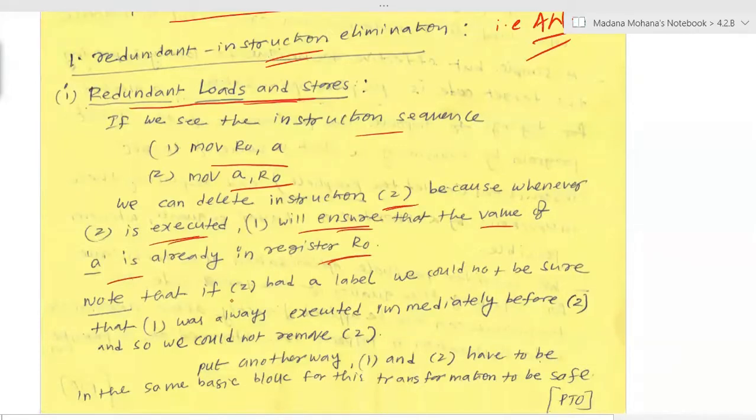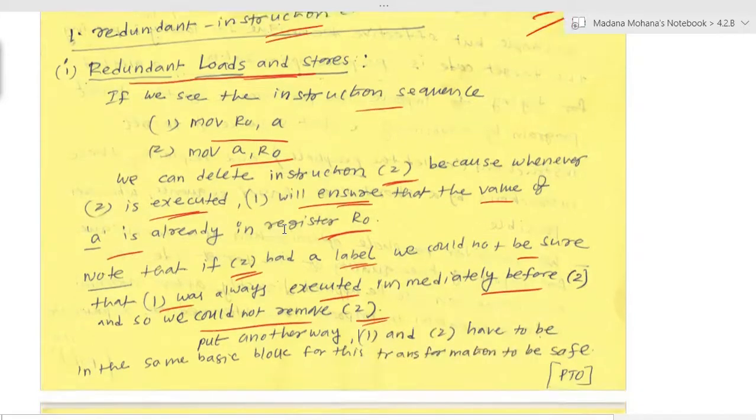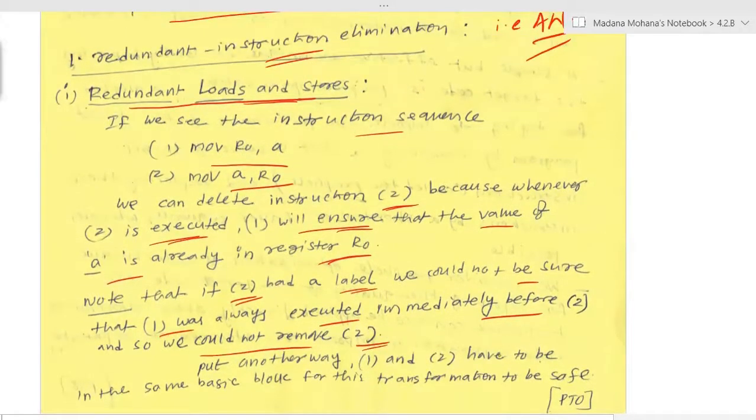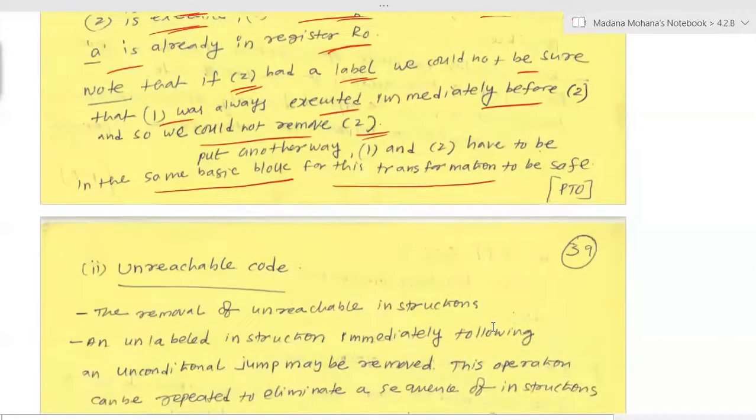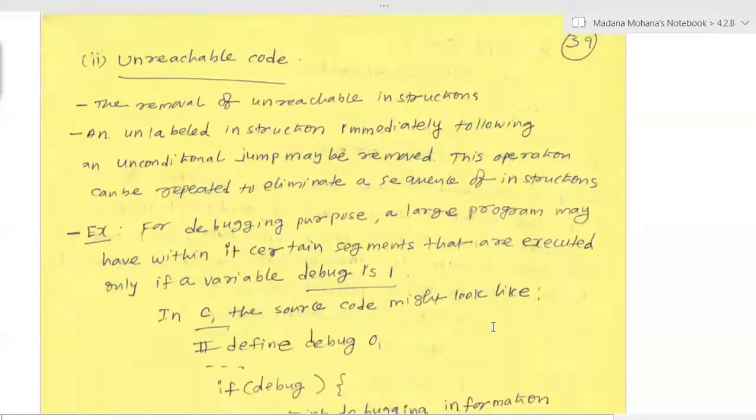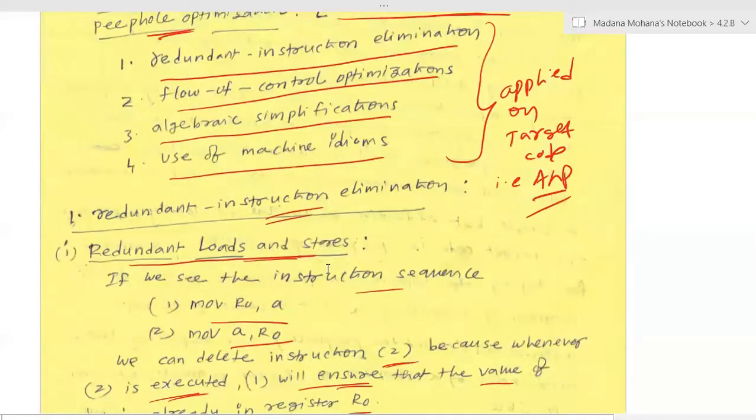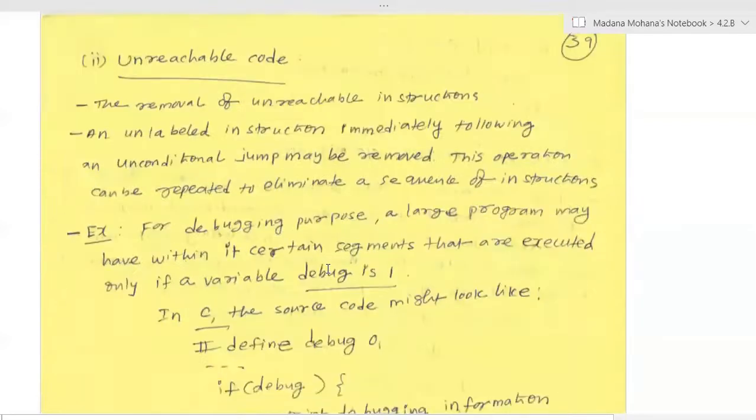Note that if instruction 2 had a label, we could not be sure that 1 was always executed immediately before 2, and so we could not remove 2. If a label is not there, if it is independent, then only you can remove the second instruction. Put another way, 1 and 2 have to be in the same basic block for this transformation to be safe. Now the second case, unreachable code, which is also part of redundant instruction elimination.